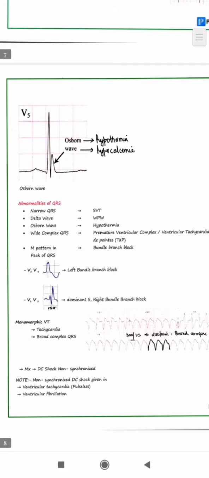So here is a diagram showing the Osborne wave, which is a very important thing: the Osborne wave is basically seen in hypothermia or in conditions of hypercalcemia. So the abnormalities of QRS are the important point.